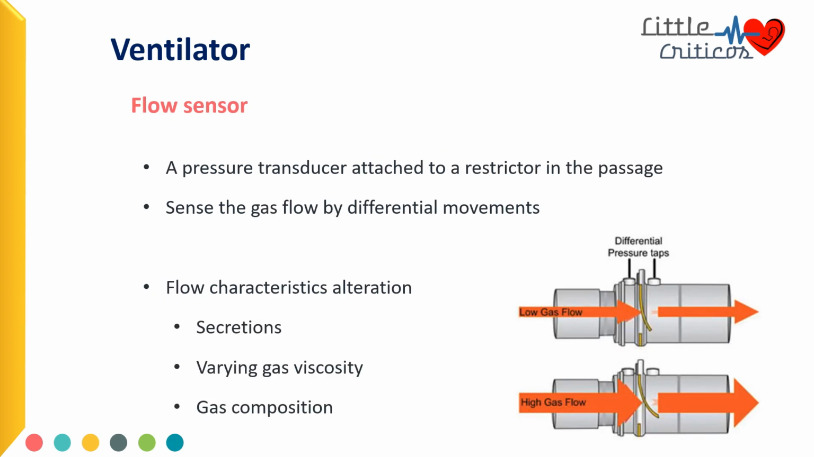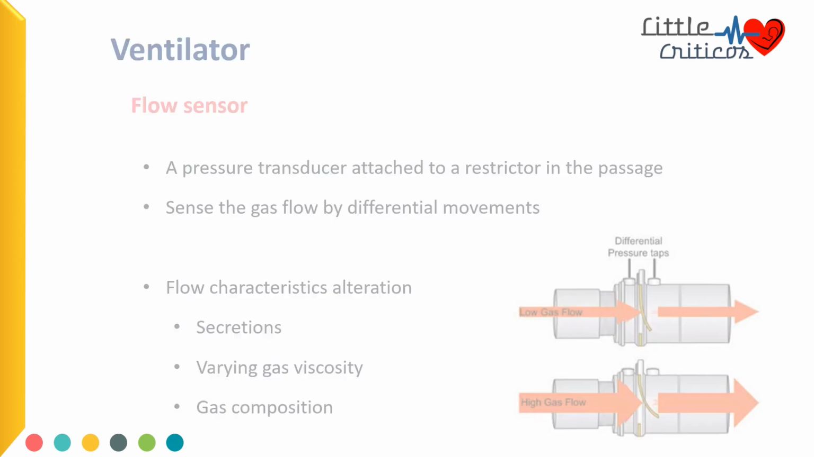The flow sensor is a pressure transducer attached to a restrictor in the passage. The restrictor senses the gas flow by differential movements. The flow characteristic can be altered due to secretions, varying gas viscosity, and gas composition. It is important to ensure that the flow sensor is clean and not blocked by any secretions.